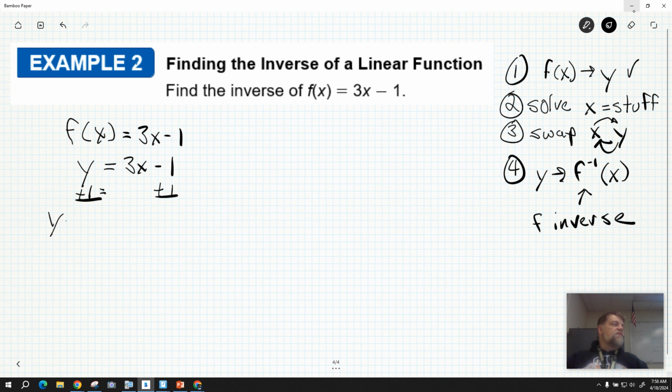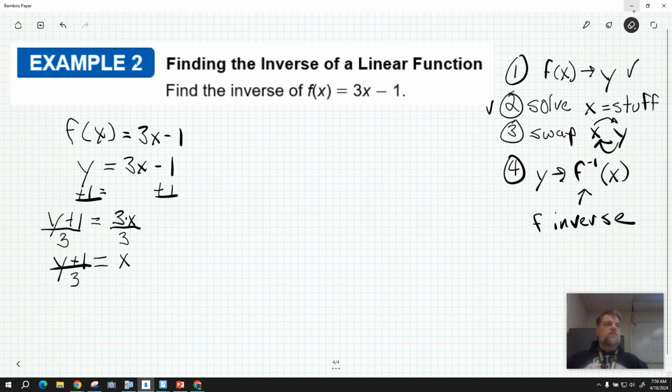And over here, I'm just going to say y plus 1, because they're not like terms, is equal to, now 1 minus 1 is 0. 0 plus 3x is just 3x. 3x is 3 times x, so to move the 3 away, we're just going to divide by 3. Whatever I do on one side, I have to do to the other. 3 divided by 3 is 1. 1 times x is just x. Okay, we've solved for x. Check that off the list.